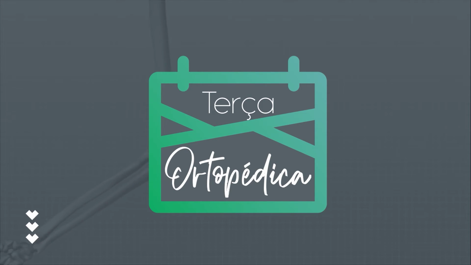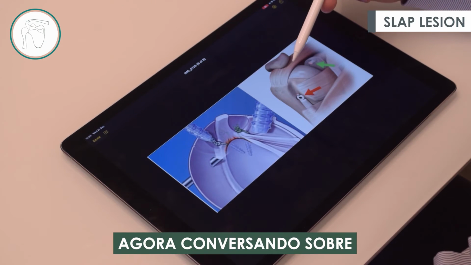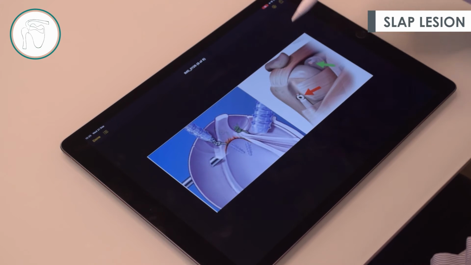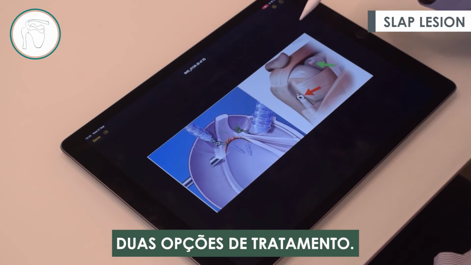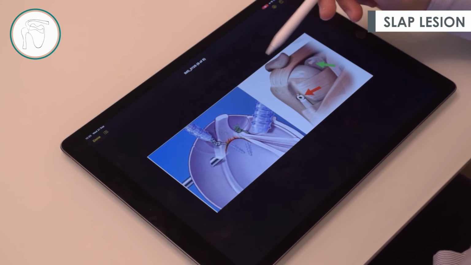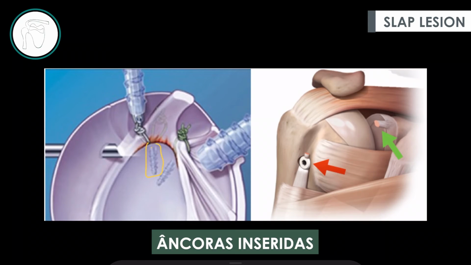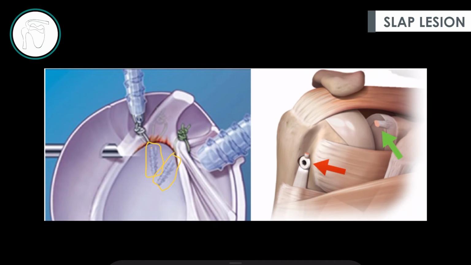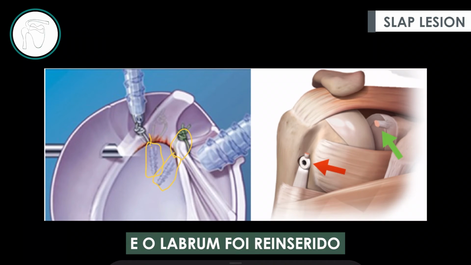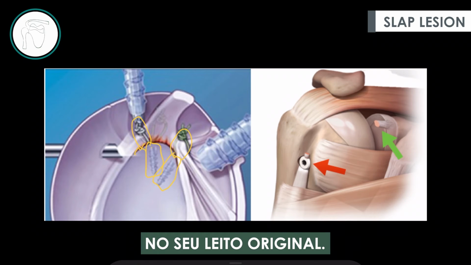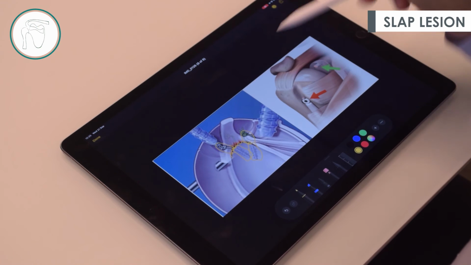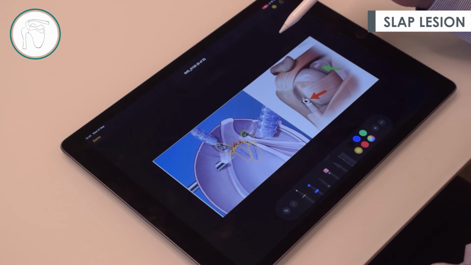Now, talking about fixing the problem, these two images show two possibilities we have to treat a SLAP lesion. On this side, it shows that anchors were introduced and the labrum was repaired to its site. And then we count on the body healing for the labrum to scar.